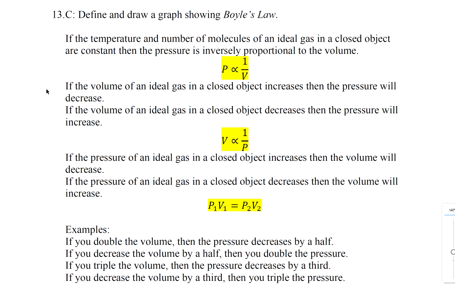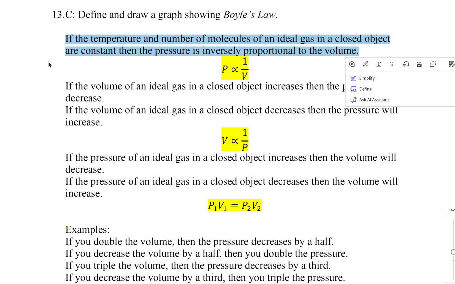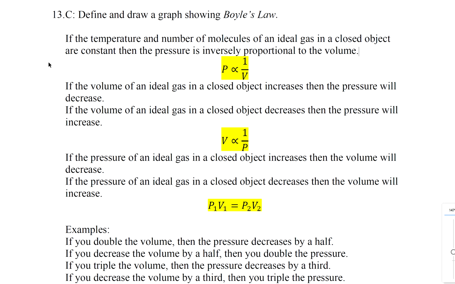Question 13, define and draw a graph showing Boyle's law. So if the temperature and number of molecules of an ideal gas in a closed object are constant, then pressure is inversely proportional to volume. If the volume of an ideal gas in a closed object increases, then the pressure will decrease, and vice versa.